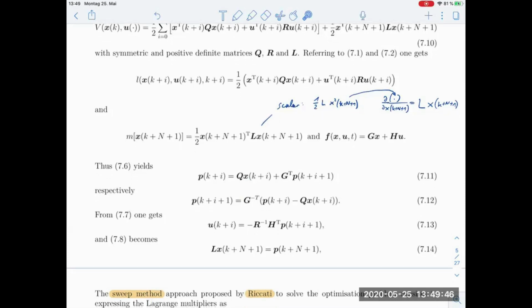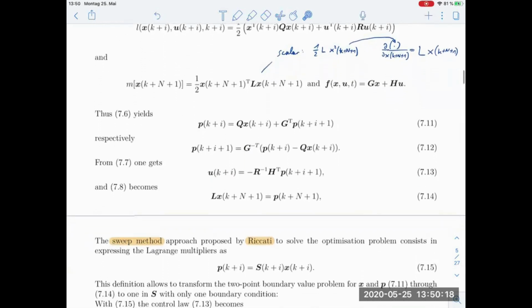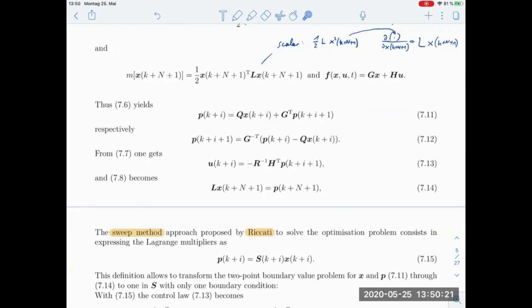Okay, now we can also express the control input, which we see looks like some coefficients here, minus R inverted times h transposed, and then the value of the next Lagrange multiplier vector. So if we could just get the value of this next Lagrange multiplier, then we would know the value of u. And it turns out that Riccati was the one coming up with a simple, elegant solution to that problem, which is known as the sweep approach or the sweep method.